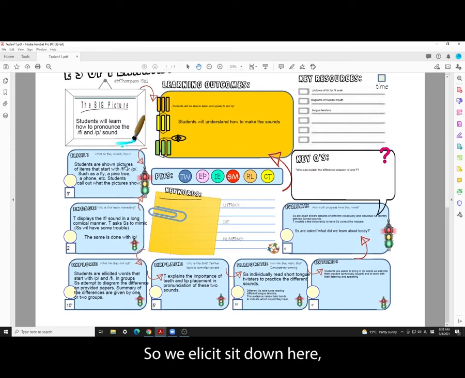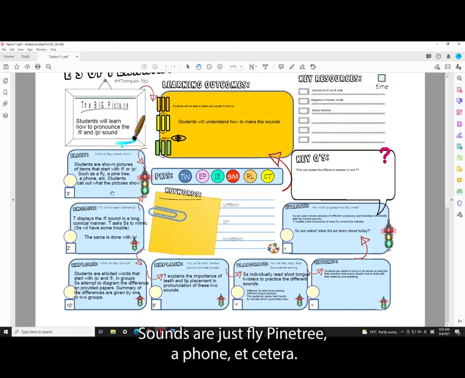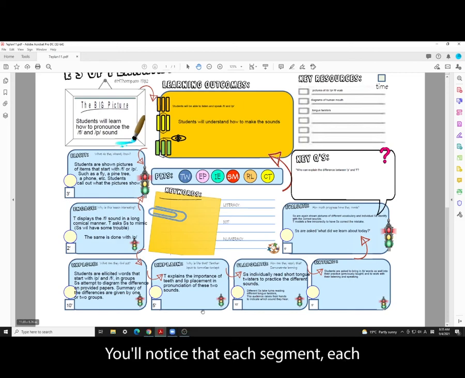So we elicit, we see down here, elicit. Students are shown pictures of items that start with F or P sounds, such as fly, a pine tree, a phone, etc. And students are asked to call out what the pictures show. This introduction period is only 3 minutes long. You'll notice that each segment, each E, has their own time limit.